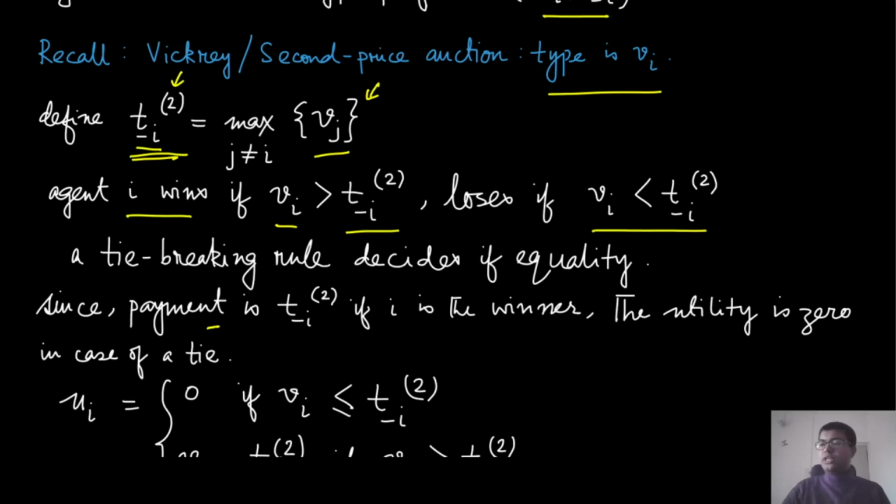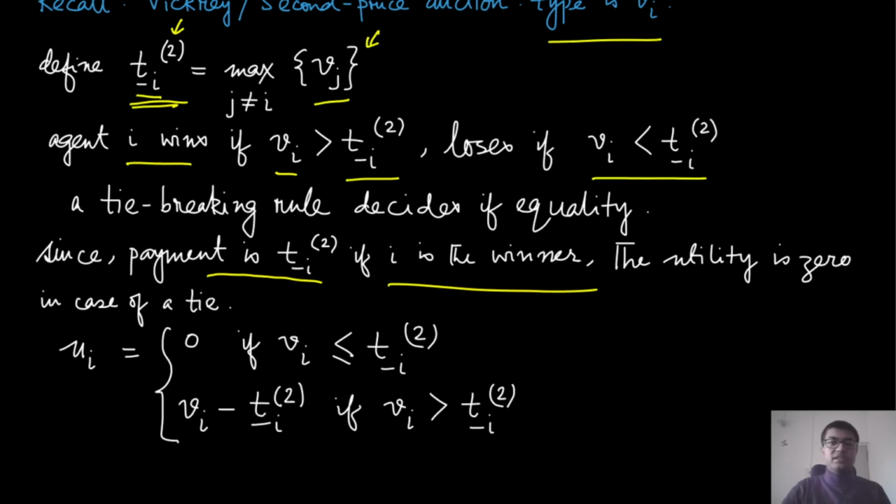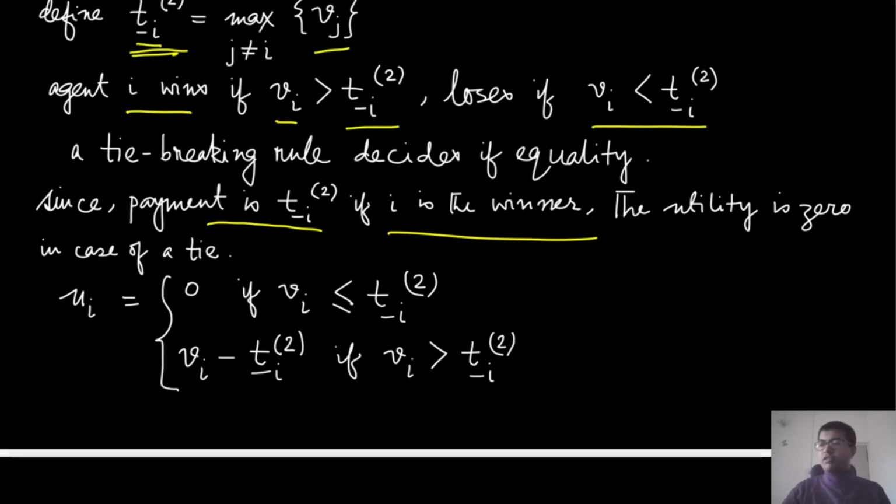Now we also know that the payment in that context is t minus i of 2. That is the second largest bid, that is the second price auction. If i is the winner, then he pays this amount, t minus i of 2. So we can write those utilities compactly in the following way: the utility is 0 when this vi is less than or equal to t minus i of 2, and it is vi minus t minus i of 2 if the valuation is larger than the second highest bid.